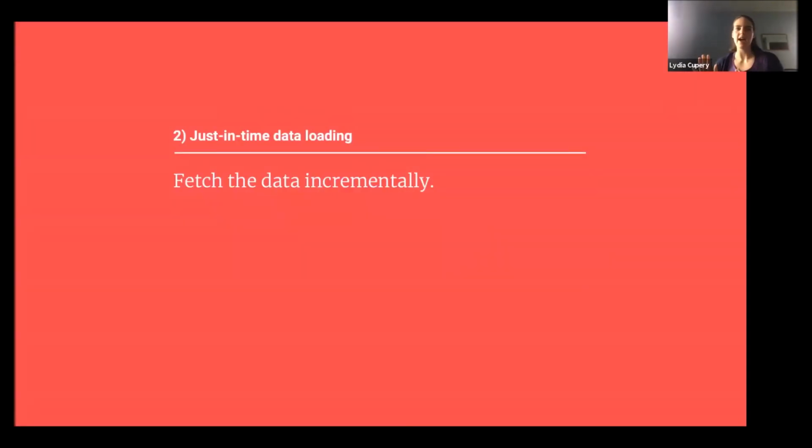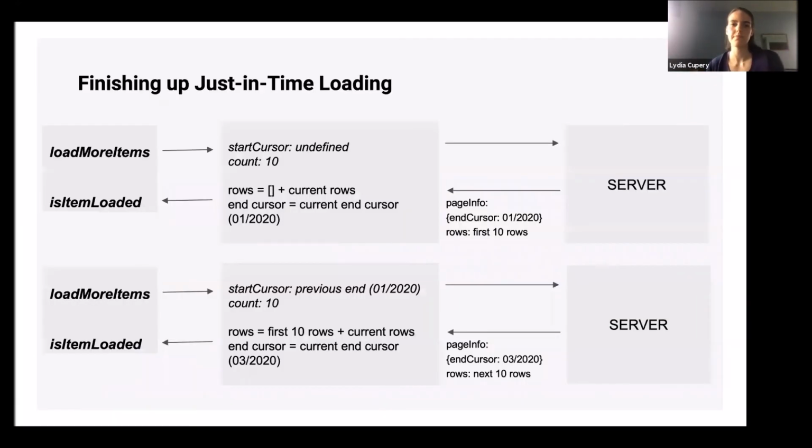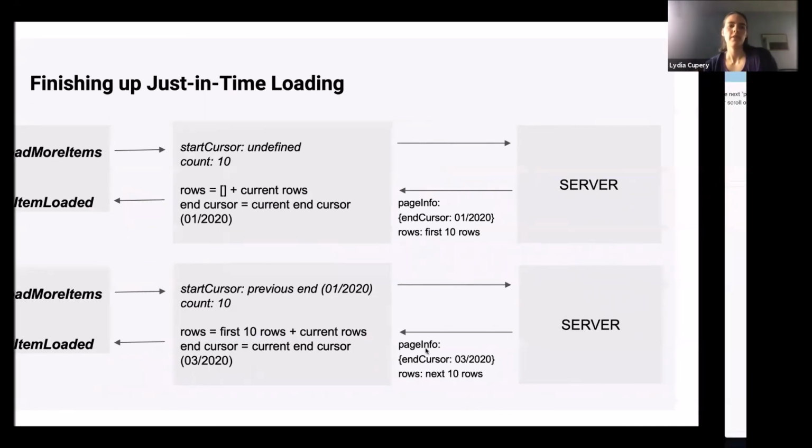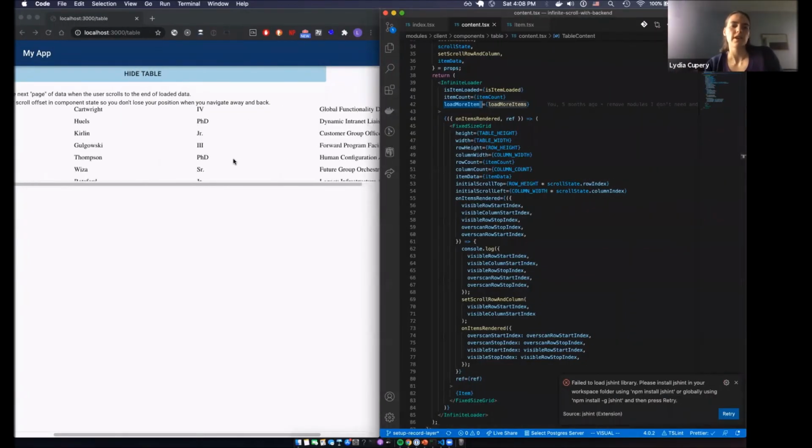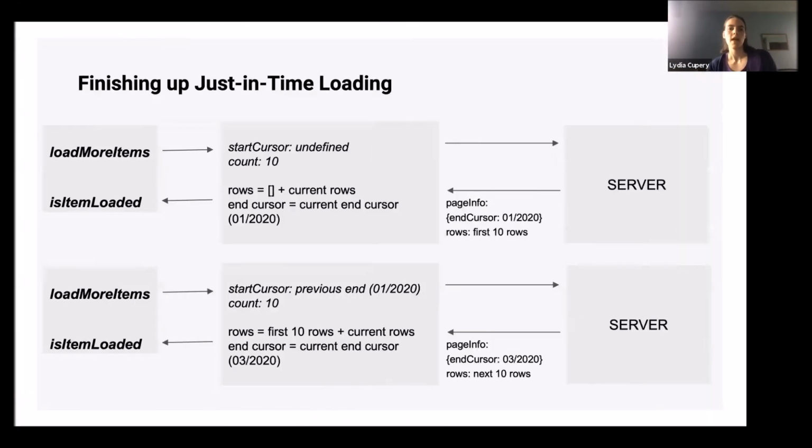So let's circle back for a moment to just-in-time data loading and how we're going to use this data that we fetch from the server on the client. If you recall, when we scroll around the grid, for each row we're going to invoke this isItemLoaded method. If that returns false, we're going to invoke this loadMoreItems callback, that's then going to go to the server, and it's going to ask for more items.